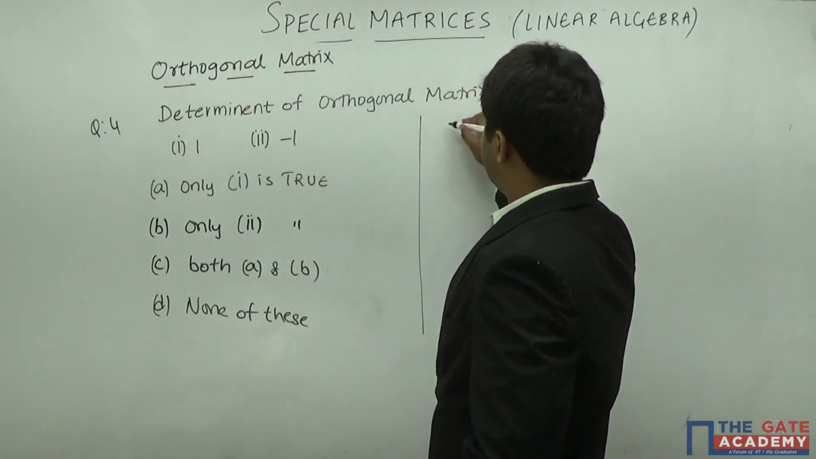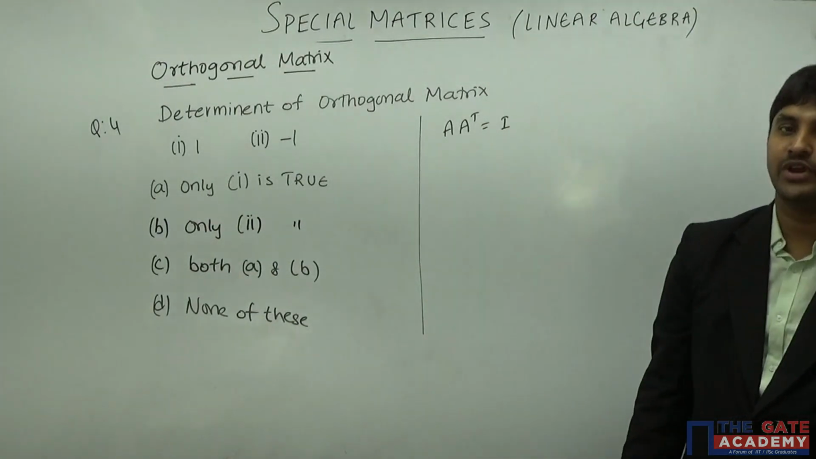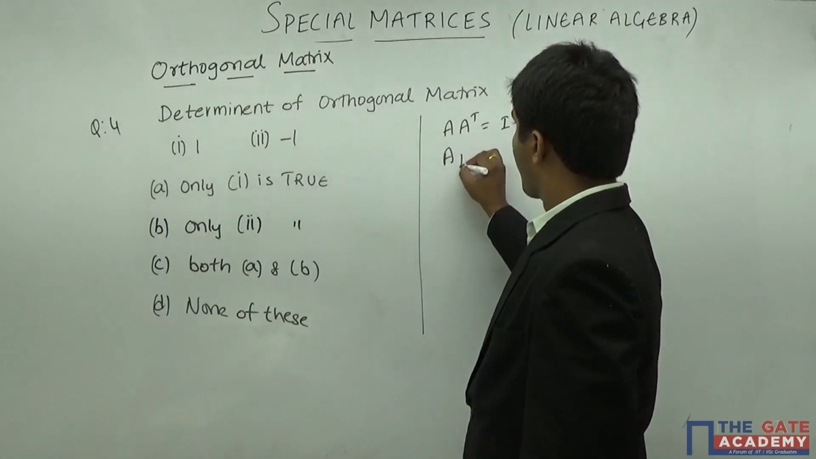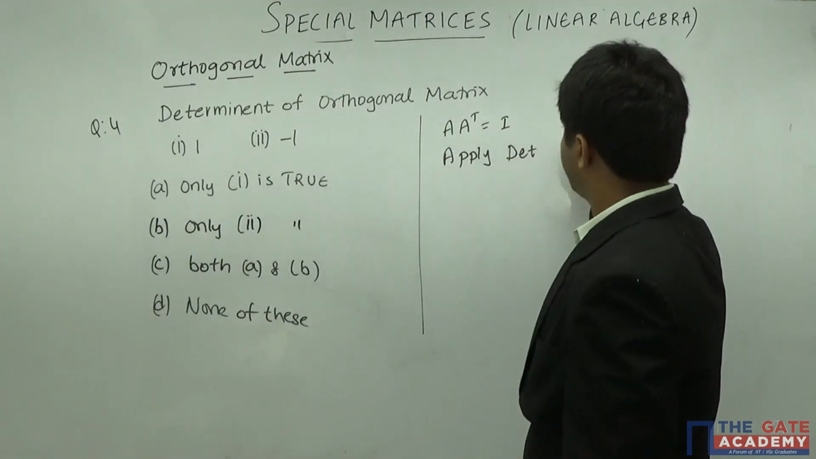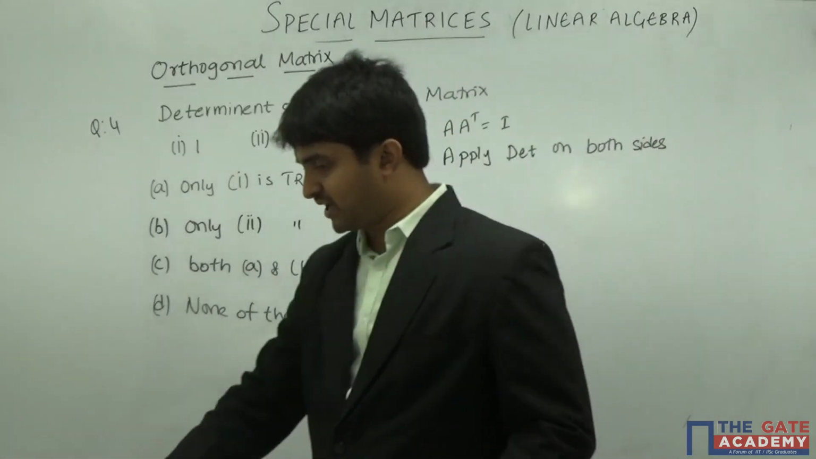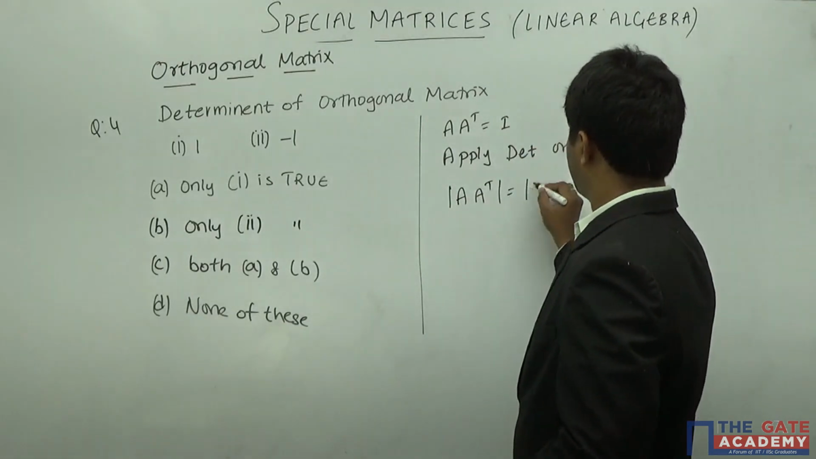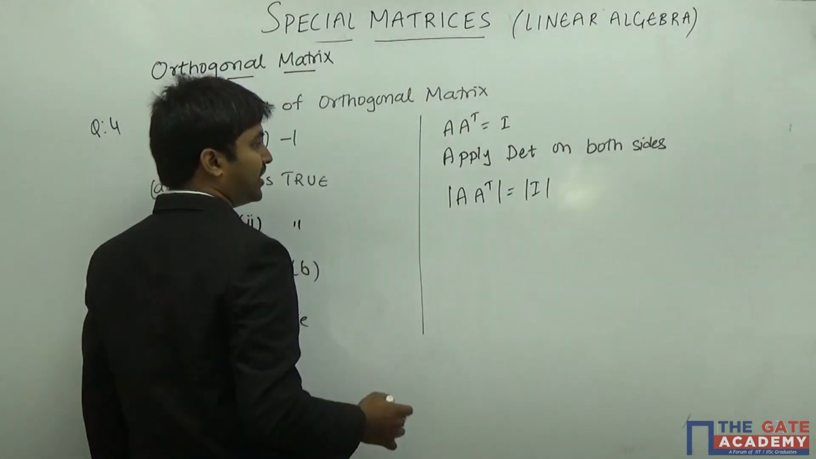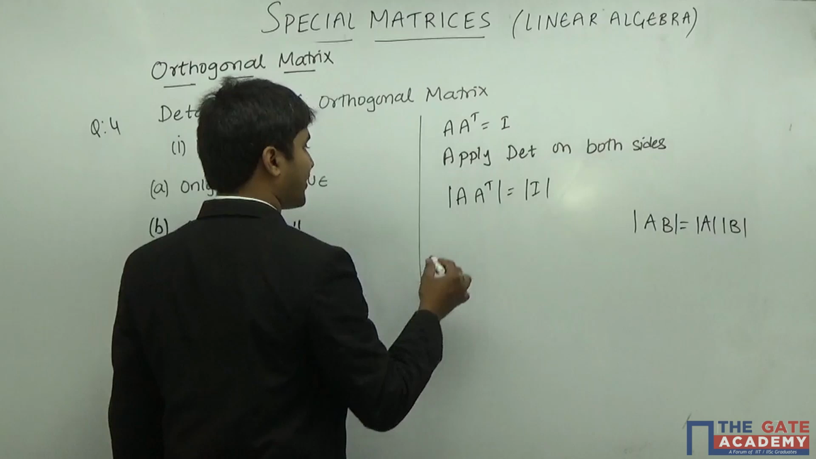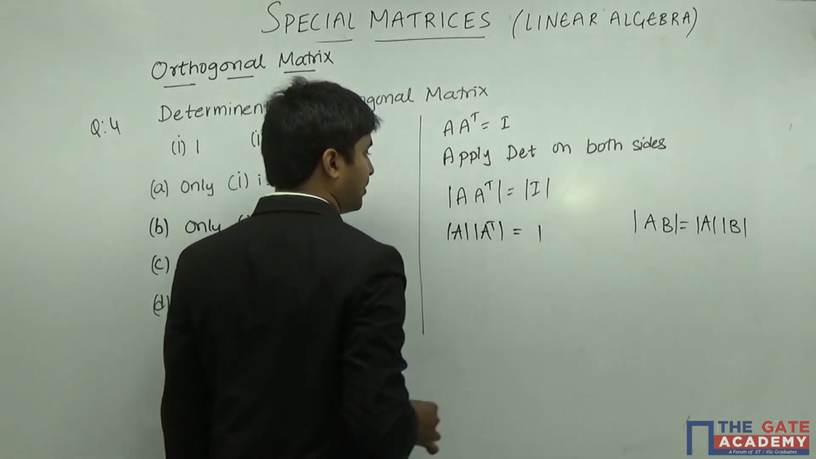We know that the condition to satisfy the orthogonal matrix is that A into A transpose is equal to I. Now apply determinant on both sides. So you have determinant of A into A transpose. Whenever we have mod of AB, this will be equal to mod A into mod B. So using this logic, we can write it as mod A into mod A transpose is equal to the determinant of an identity matrix, which is nothing but 1.